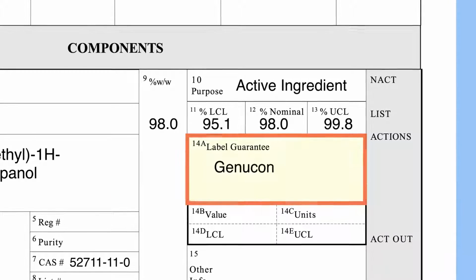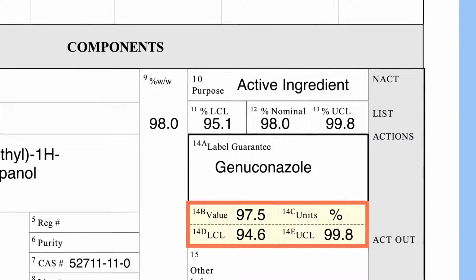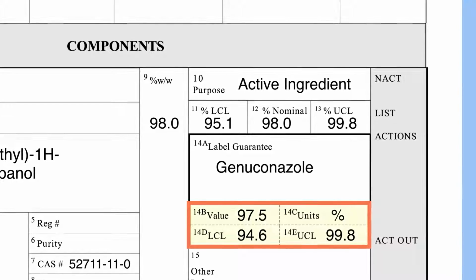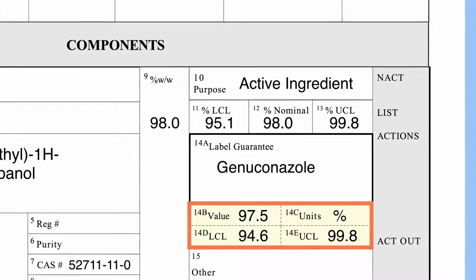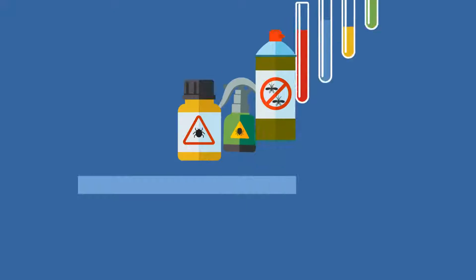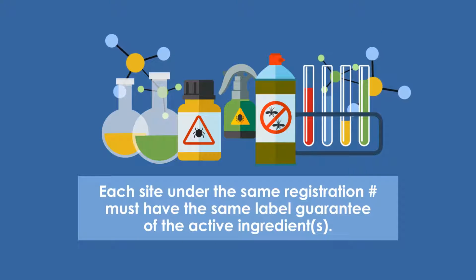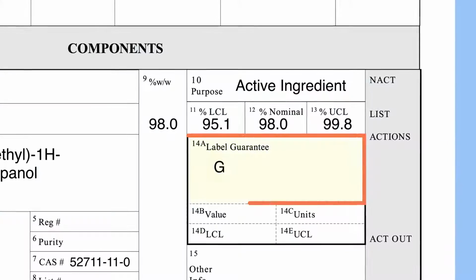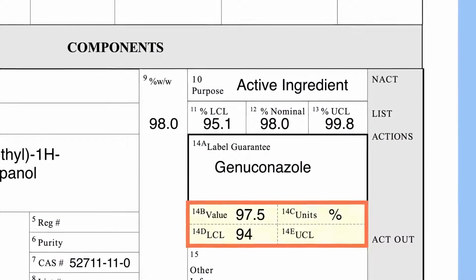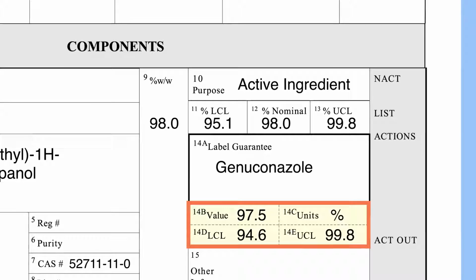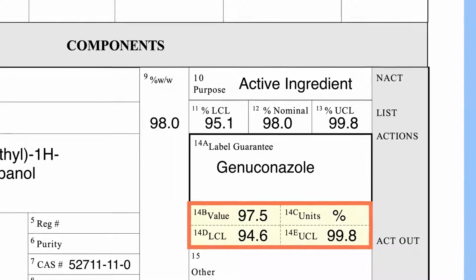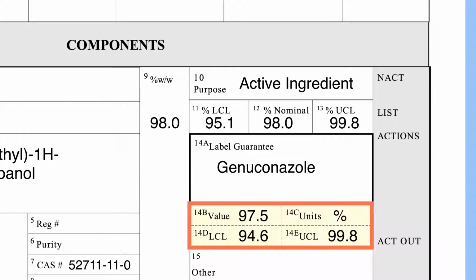Finally, enter the overall label guarantee and certified limits. If there are several sites, the guarantee may be slightly different from the specifications for this site, but must be the same for all sites under this registration number. And all sites must fit within this label guarantee. The label guarantee field is populated with Genuconazole, and 4 fields below indicating certified limits are populated with numbers.